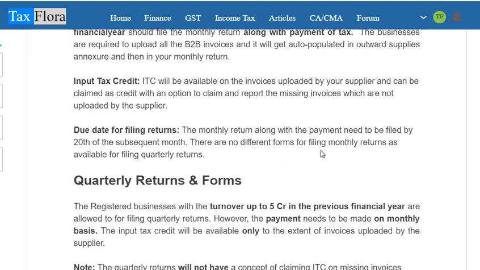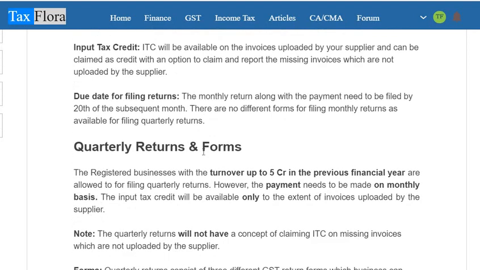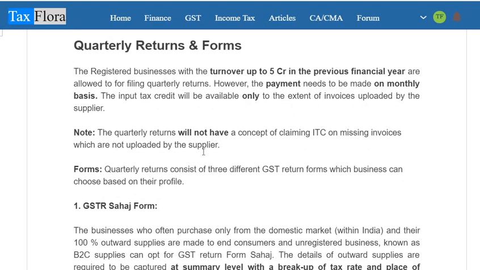and there are no different forms for filing monthly returns as available for quarterly returns. That I will tell you later. Now we finished with monthly returns. We'll see what is quarterly returns and forms.